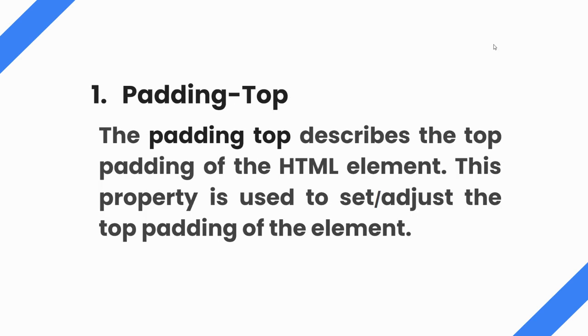First we have the padding top. As we all know, this is the property that describes the top padding of HTML elements, and it can be used to set or adjust the top padding of the elements. Like I said before, each of these properties can be styled independently on their own. You might want to style the top padding of an HTML element without having padding on the left, the right, or the bottom. You probably just want it at the top. This property allows you to do that, so that's basically what the padding top is used for.